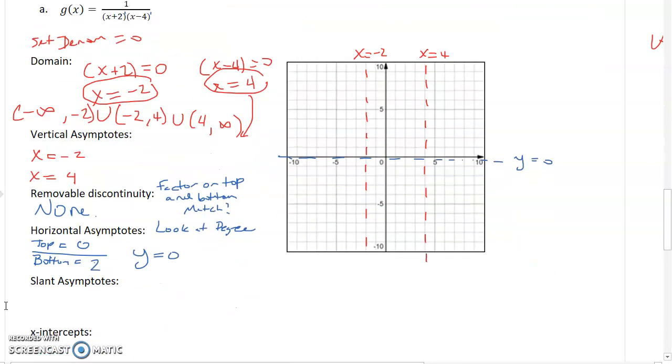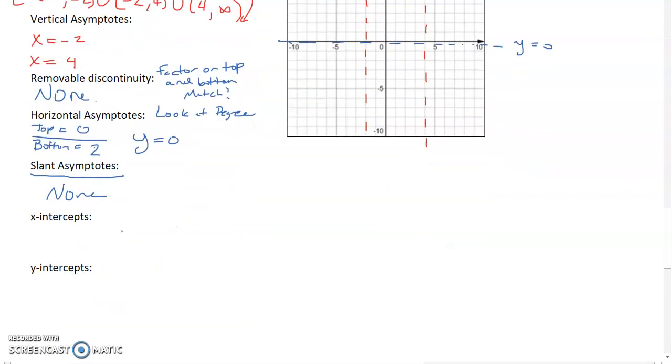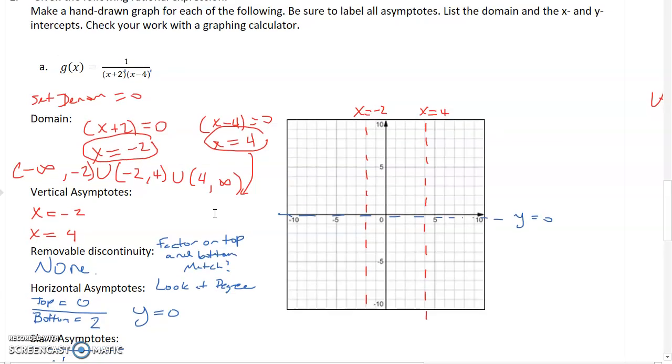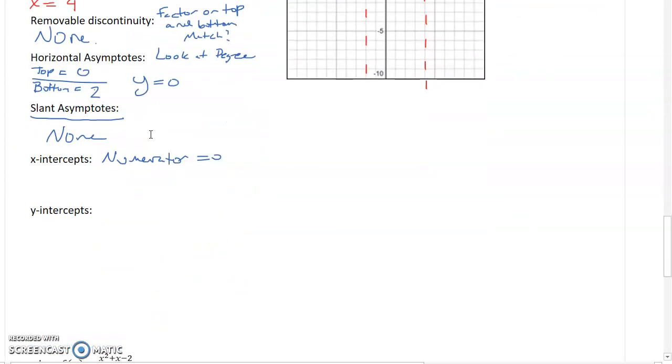Slant asymptote, that's the same thing as an oblique asymptote. That only happens if the degree on top is 1 greater than the degree on the bottom, so we're going to say there's none of those here. X-intercepts, you set the numerator equal to 0. Now, it doesn't really work here because my numerator is actually 1. And if I do 1 equals 0, that doesn't make any sense. So there are no x-intercepts.